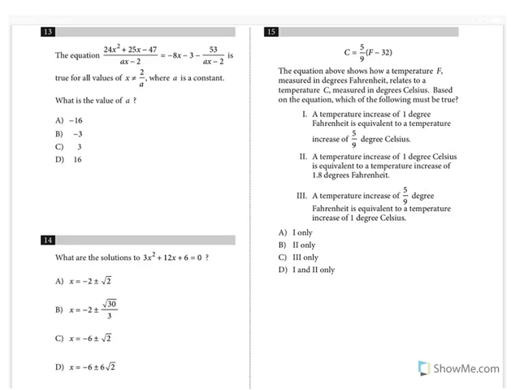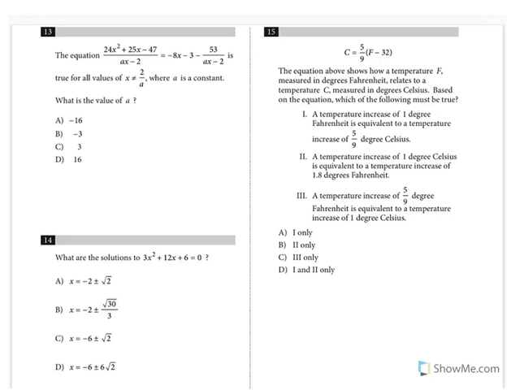The equation (24x squared plus 25x minus 47) divided by (ax minus 2) equals negative 8x minus 3 minus 53 divided by (ax minus 2) is true for all values of x not equal to 2 divided by a, where a is a constant. What is the value of a? Now this one right here is deceptively simple. It looks very difficult, but it is actually quite simple.